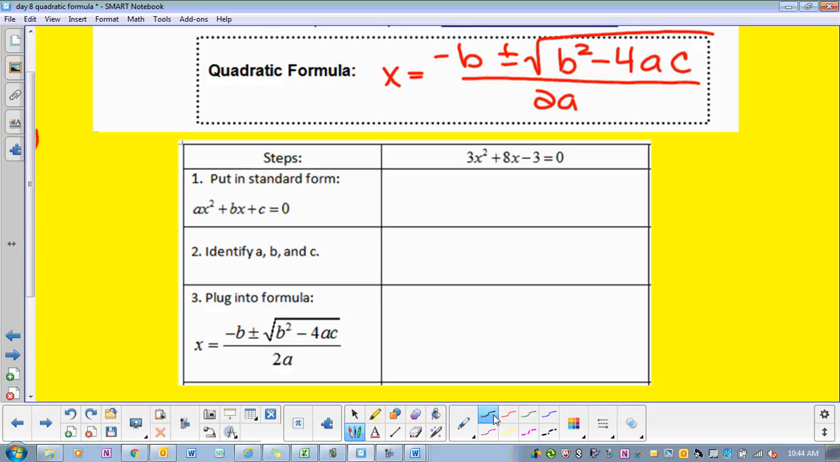All right. So here are the steps. Here's the first equation: 3x² + 8x - 3 = 0. Now, the first thing you want to do is put it in standard form. Make sure it's ax² + bx + c = 0. Is it? Yeah. Okay, so we'll just copy it over.